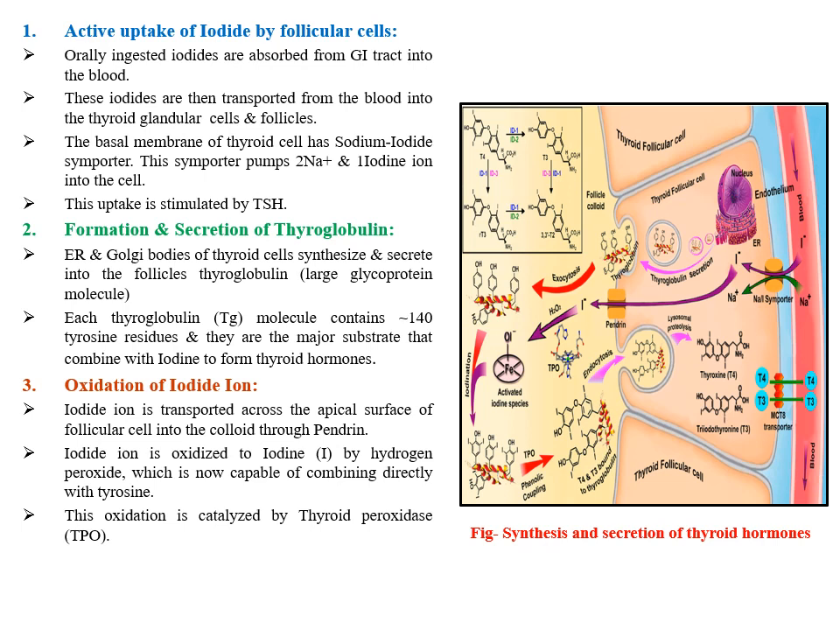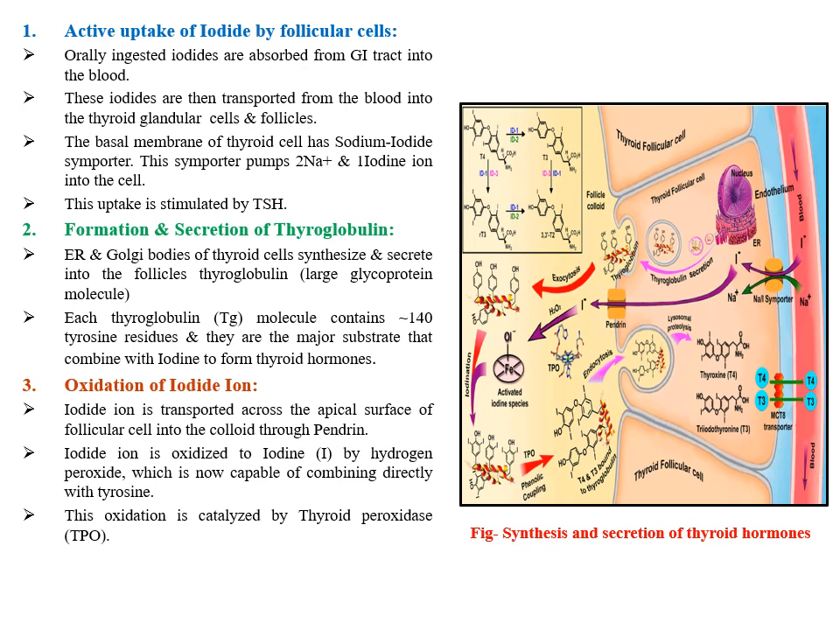The second step is the formation and secretion of thyroglobulin. Inside this thyroid follicular cell, there is a simultaneous synthesis and secretion of the thyroglobulin molecule. Thyroglobulin is a large glycoprotein molecule, and once it is synthesized, it gets packaged inside a vesicle. This vesicle fuses with the apical membrane, and through exocytosis the thyroglobulin molecule comes inside the colloid.